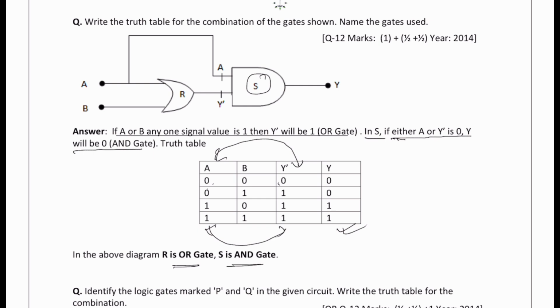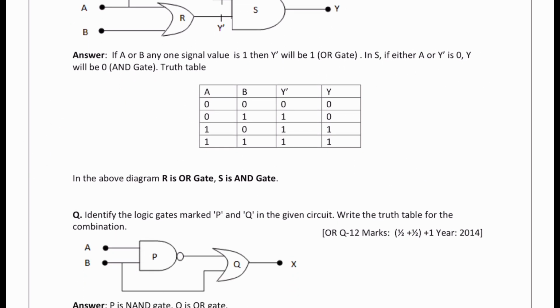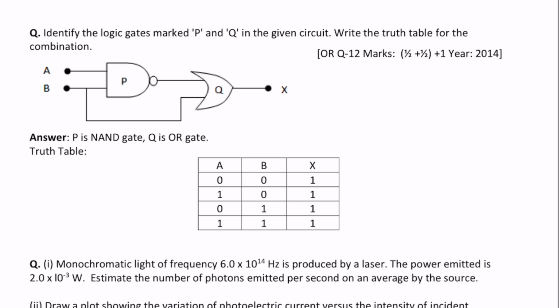Now, take this as a screenshot. Next question. Identify the logic gates marked P and Q in the given circuit. Write the truth table for the combination.